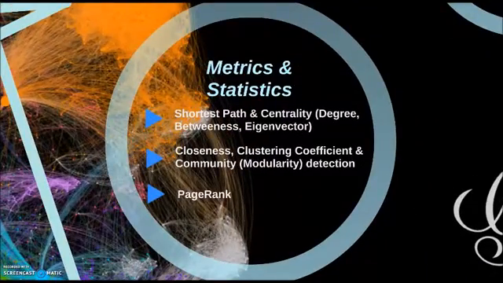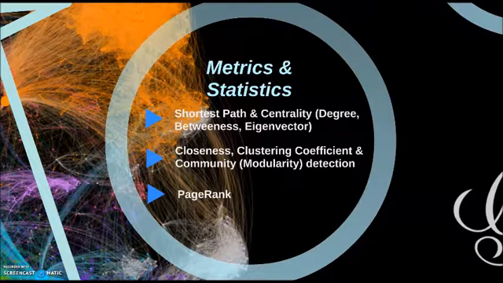Another important part of Gephi are the incorporated metrics and statistics, the most common ones for social network analysis. For example, there's the shortest path. The shortest path problem is the problem of finding a path between two nodes in a graph such that the sum of the weights of its constituent edges is minimized. Furthermore, there are also various centrality measures, for example based on degree, betweenness, and eigenvector.